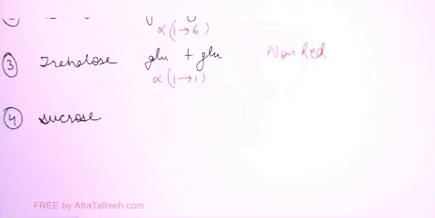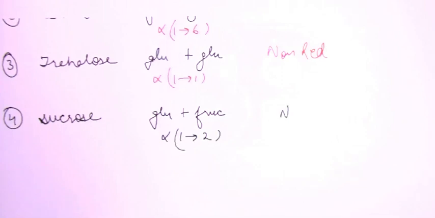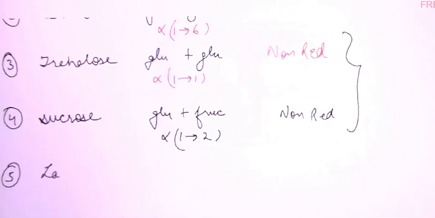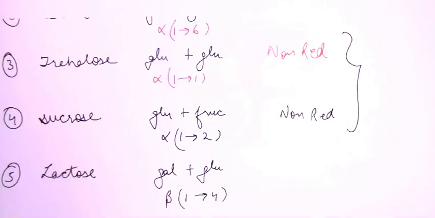Next example I'm going to take is sucrose. Sucrose is made up of glucose and fructose, and the bond is alpha 1 to 2, and sucrose is also non-reducing. So trehalose and sucrose, both are non-reducing. And the last example I'm going to take is lactose. Lactose is made up of galactose and glucose, and the bond is beta 1 to 4. And note here, this is a beta bond in lactose. And in the rest of the disaccharides, I have told you alpha bond. This is a beta bond in lactose. And this is reducing. Lactose is reducing. So only two non-reducing we have done, that is trehalose and sucrose, right?